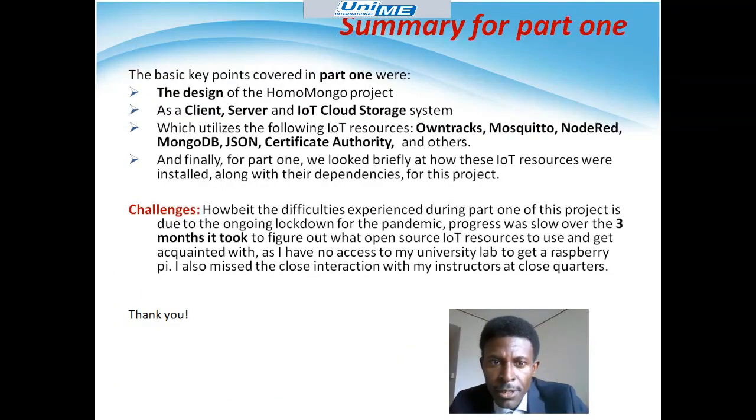Summary for part 1. The basic key points covered in part 1 were the design of the HomoMongo project as a client, server, and IoT cloud storage system, which utilizes the following IoT resources: OwnTracks, Mosquitto, Node-RED, MongoDB, JSON, Certificate Authority, and others. And finally, for part 1, we looked briefly at how these IoT resources were installed along with their dependencies for this project. However, the difficulties experienced during part 1 of this project were due to the ongoing lockdown for the pandemic. Progress was very slow.